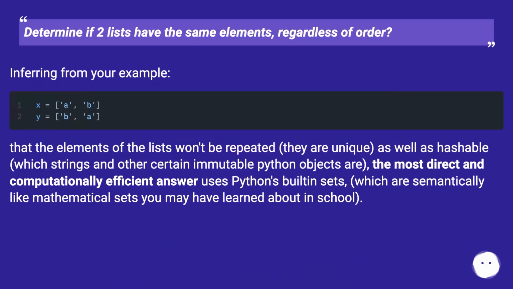Determine if two lists have the same elements, regardless of order. Inferring from your example that the elements of the lists won't be repeated, they are unique, as well as hashable, which strings and certain other immutable Python objects are, the most direct and computationally efficient answer uses Python's built-in sets, which are semantically like mathematical sets you may have learned about in school.